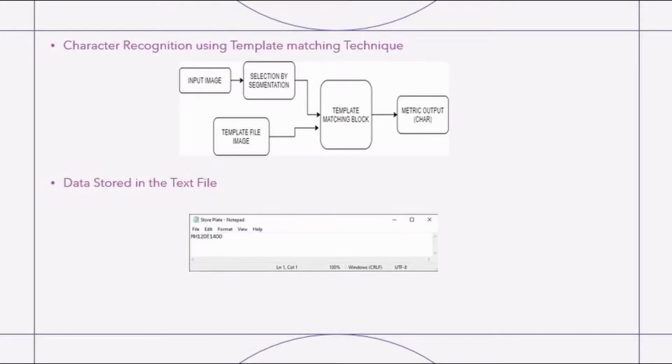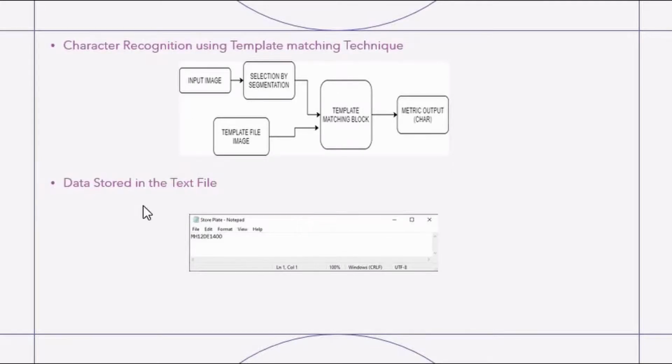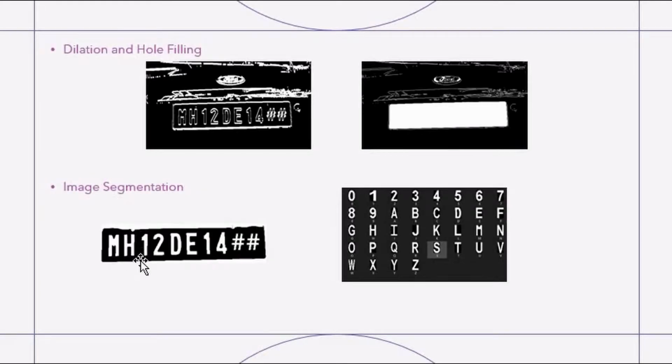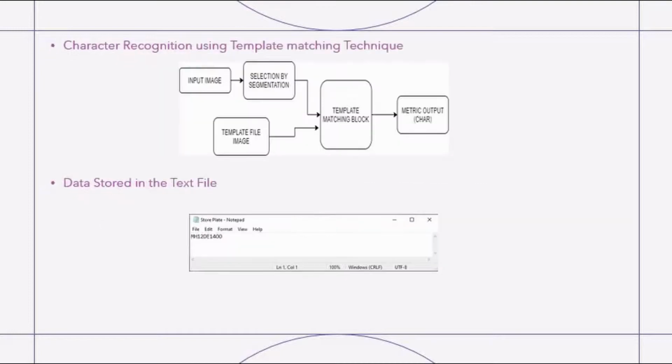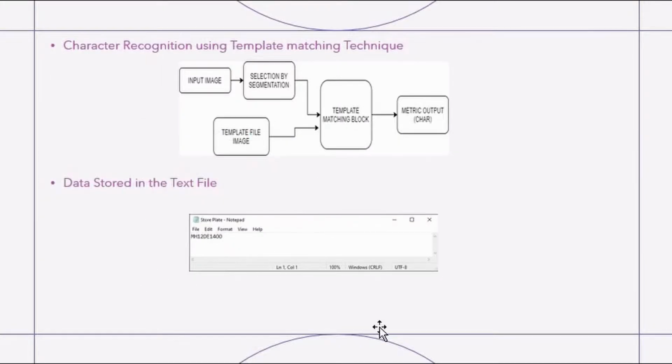The first step is the input image, which is this one, and then selection by segmentation, where we segment the characters one by one, and then we match them with the template file image, and the template matching block will run its program to get the output for the character recognition. And lastly, we store the data in a text file. This is the example. That's all from me. My friend will explain more about our system after this.